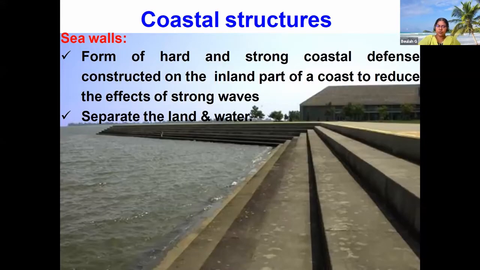Coming to the sea walls. This is another sort of coastal structure, formed of hard and strong coastal defense constructed on the inland part of the coast to reduce the effect of the strong waves. They separate the land from the water. So you can see here the sea wall, and the sea wall is in a staircase manner. It's in a stepped manner.